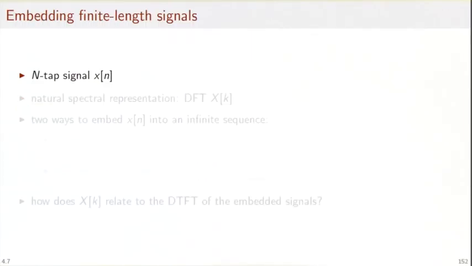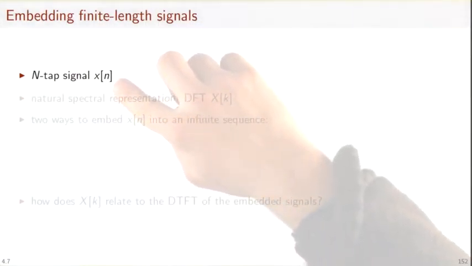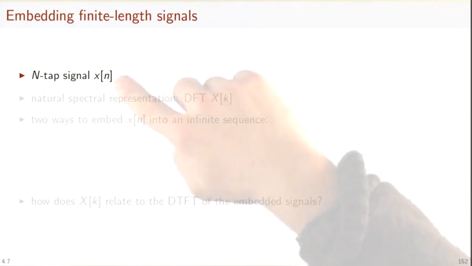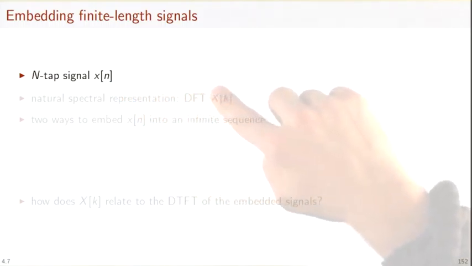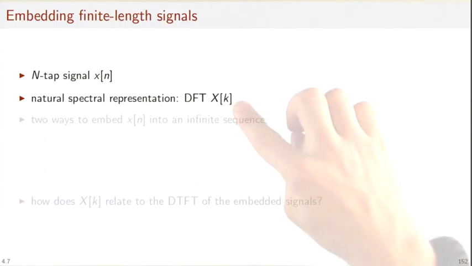If we are given a finite length signal x[n], which has capital N non-zero entries, say for n going from 0 to N minus 1, then the natural spectral representation, as we have seen, is a DFT given by capital X[k].